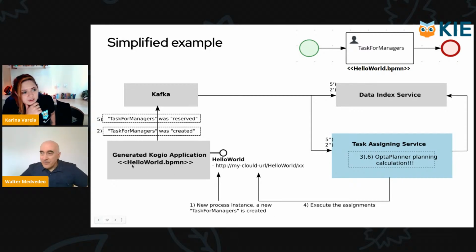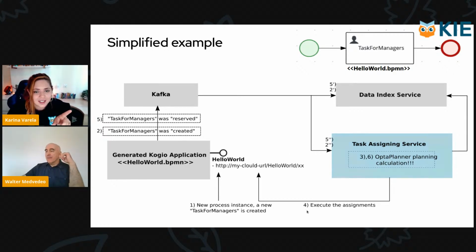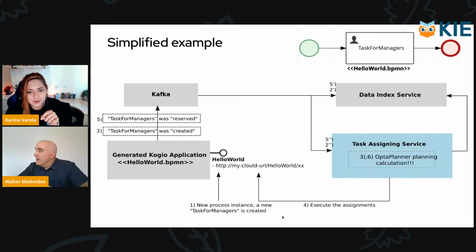Here it is important to highlight that the assignment service doesn't re-implement the wheel. It actually uses the service that already exists, so it decouples the responsibilities, and it's only responsible for doing the optimization plan. But when it's regarding the actual claiming, it just uses the service that it should use, that is the process service, the Kogito service. Yeah, exactly. Okay, so once it reserves, why do I see an arrow from the task assigning service to the data index?